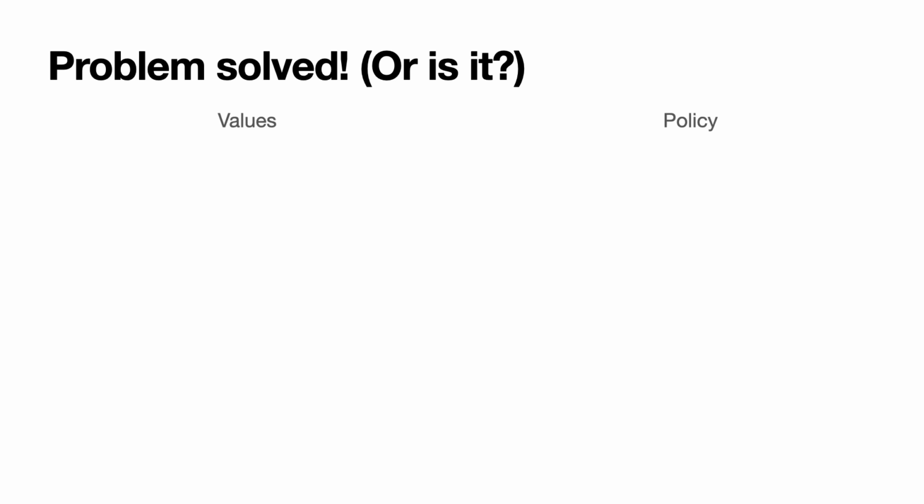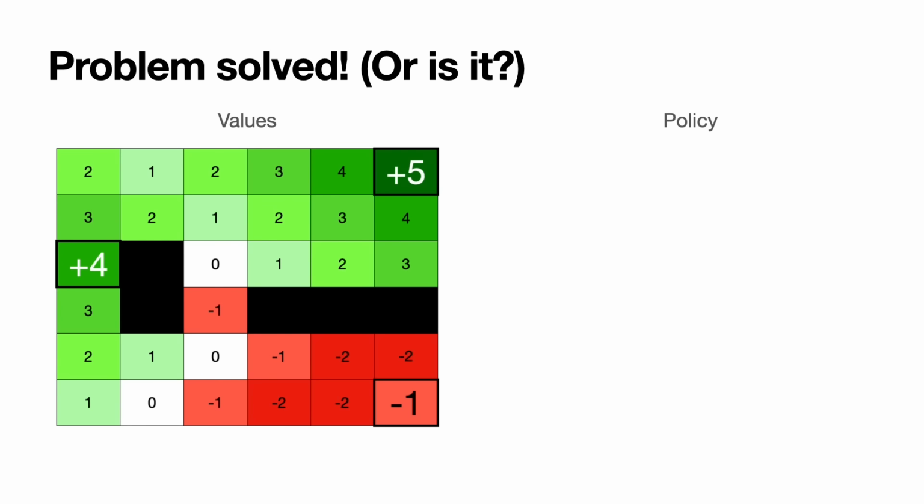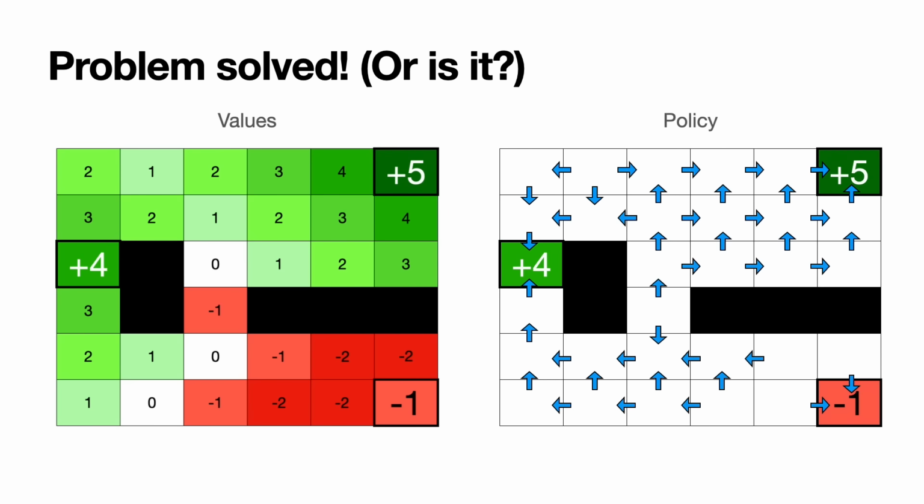Well, it seems like we solved the problem, right? Because we have calculated the values and we have calculated the policy. And with the values and the policy, actually with either one of those separately, we can win this game. So what's the catch?